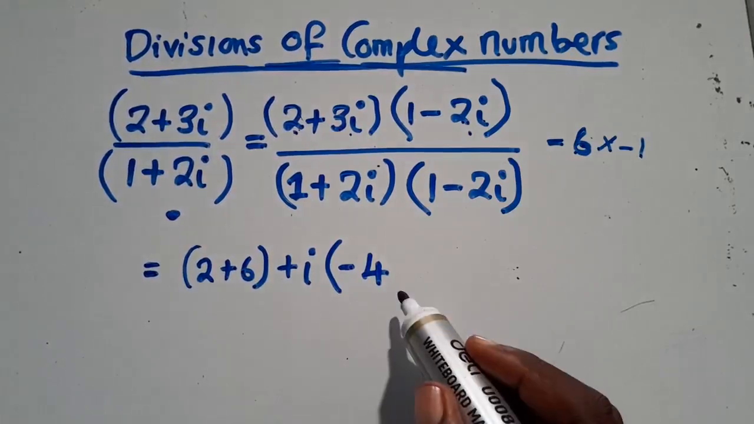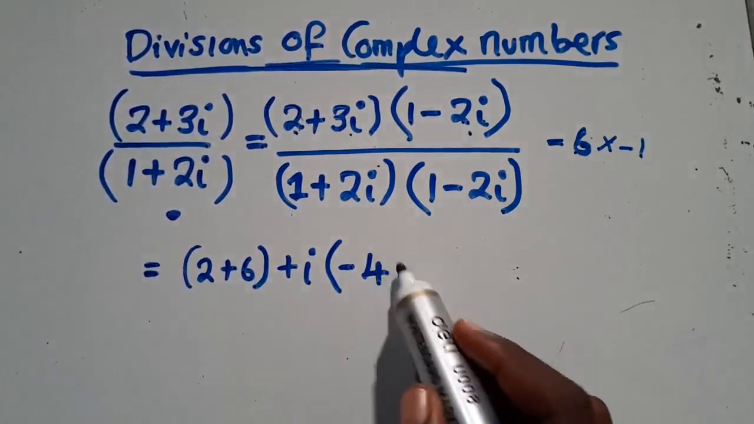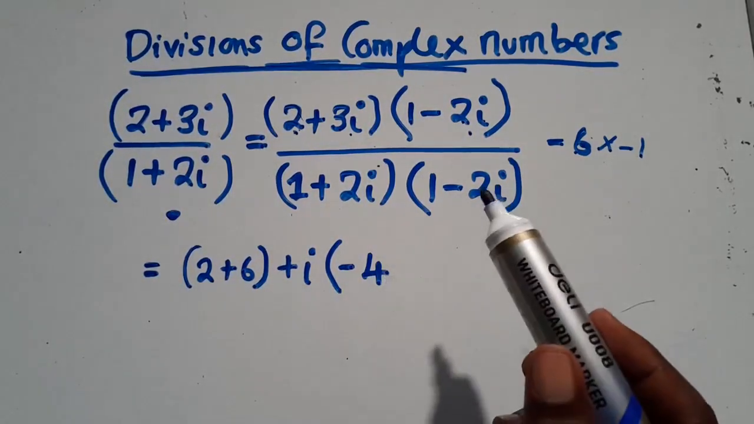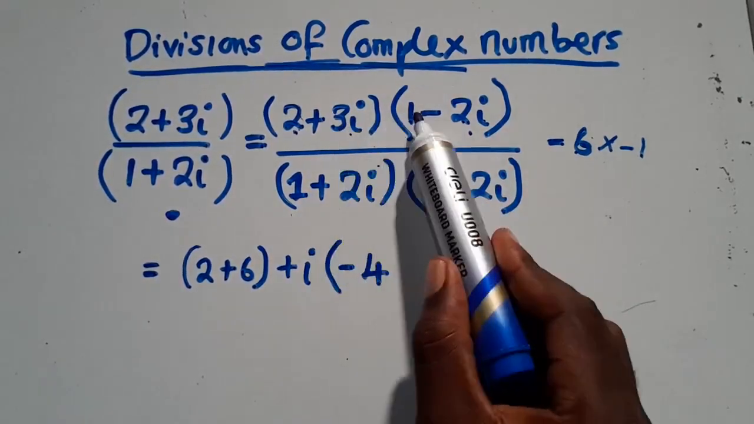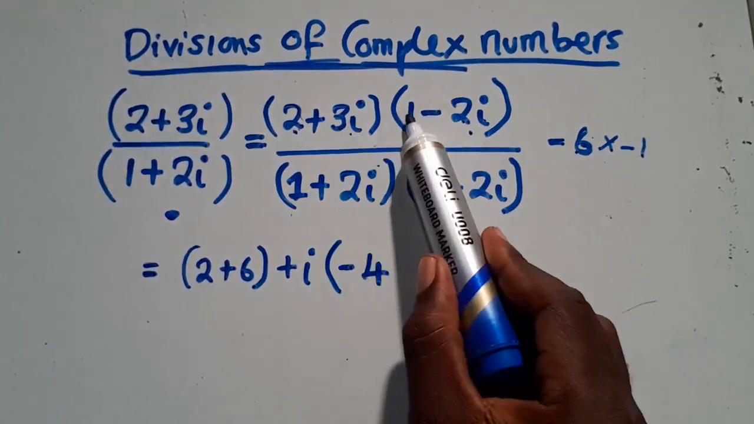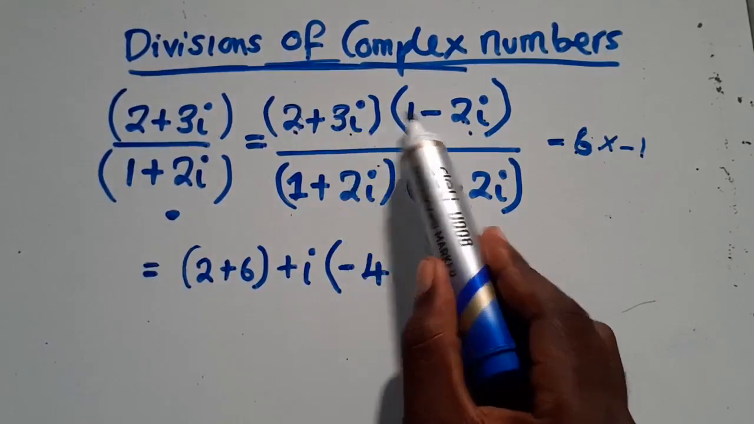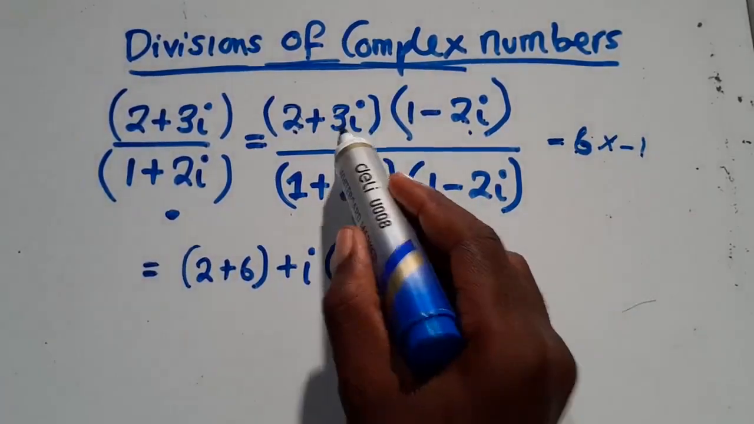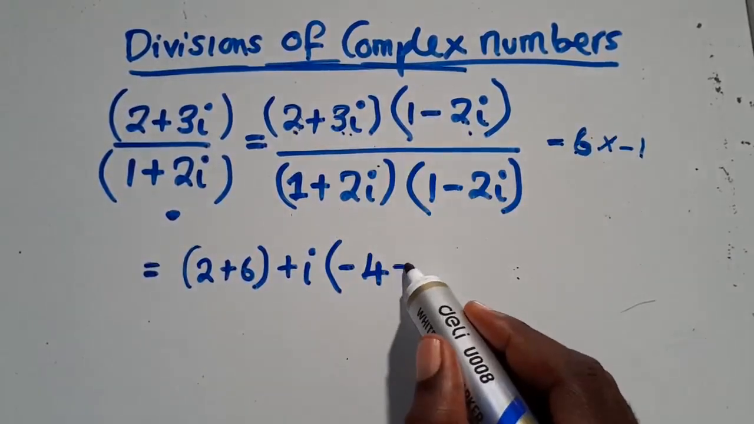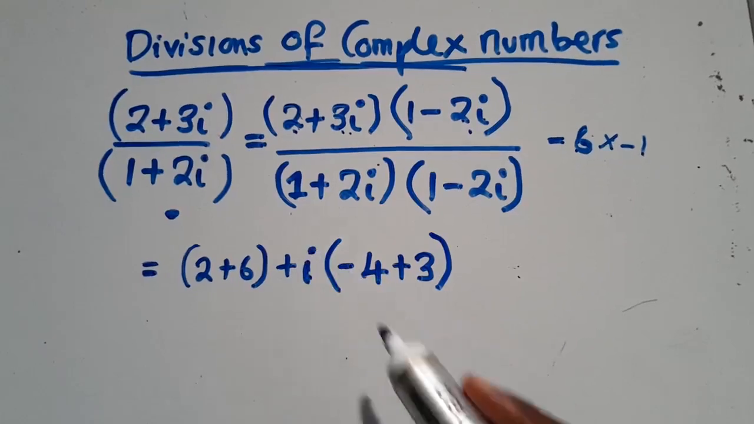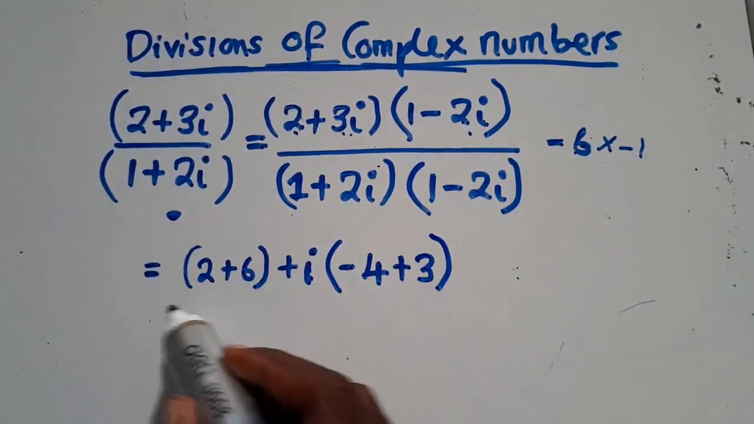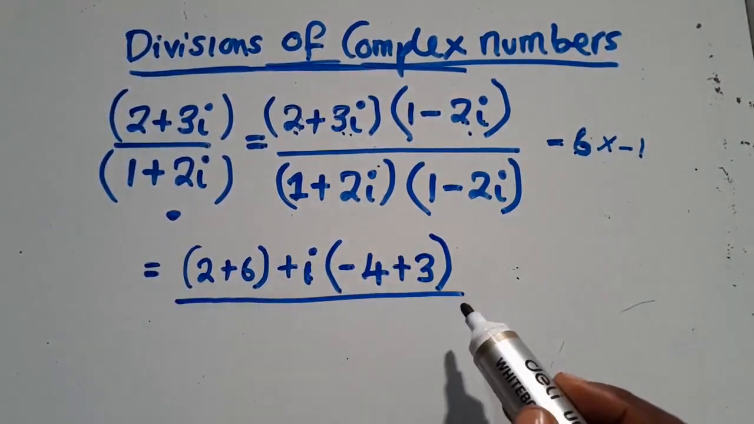Then, when I am done with this, I check this one here, 3i times 1. I'm going to get plus 3i. The i is outside here, so there is no need of including it in the real part.